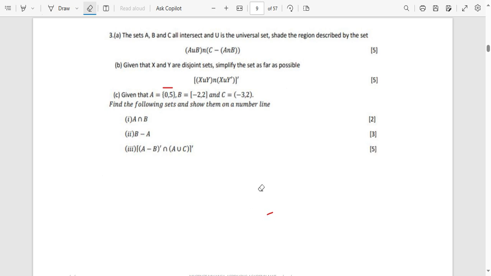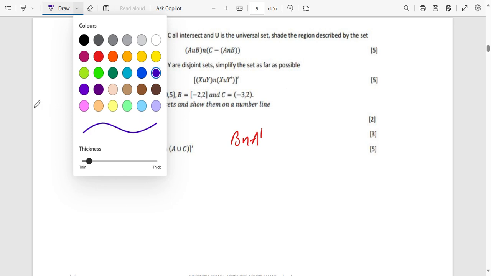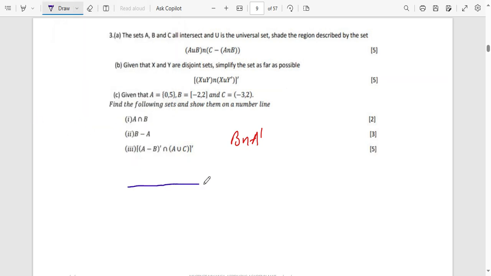Let's answer B minus A. Now B minus A means B intersect A complement. Sis, I want you to get this well. So the set A has 0 and also 5. Is 0 going to be part of A complement or not? Is 0 part of the set A? Is it going to be part of the A complement?